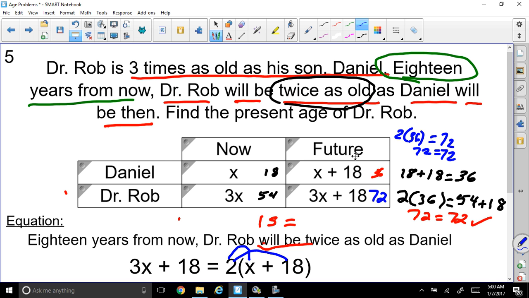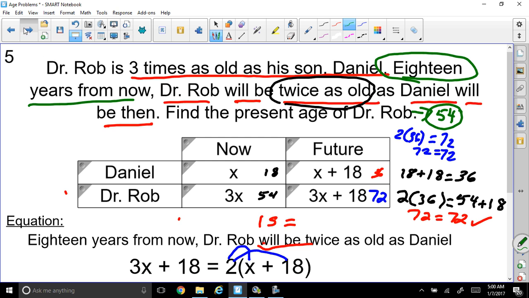So you got Daniel's current age and Dr. Rob's current age. So let's see what was the answer to the question. Find the present age of Dr. Rob. So the present age of Dr. Rob would be 54. And you better make sure you write that somewhere, so that way you've answered the question, and write a nice sentence. So that was a good question, so I hope you enjoyed it.